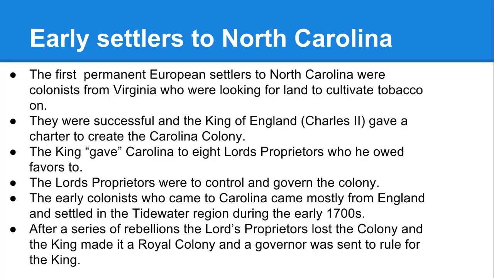After a series of rebellions, which is what we're going to learn about next, the lords proprietors lost control of the colony, and the king makes it a royal colony. He says, no longer are you guys in charge. You can't keep order. Things keep happening there. You're out. It's now a royal colony, so it's under control of the king, and I will send one governor whose job is to rule the whole colony for the king.